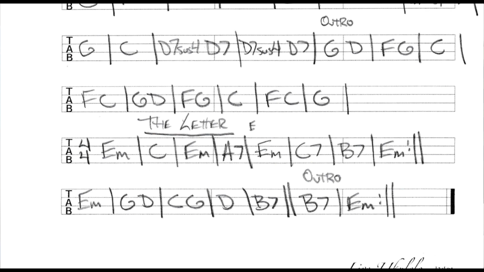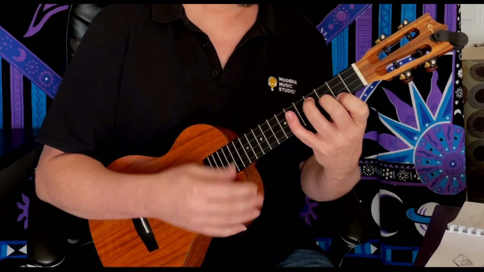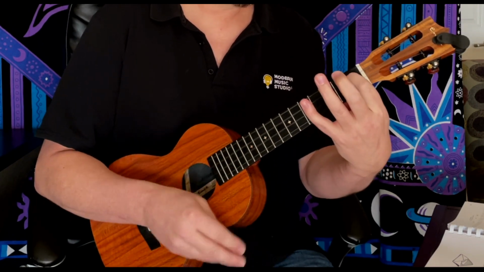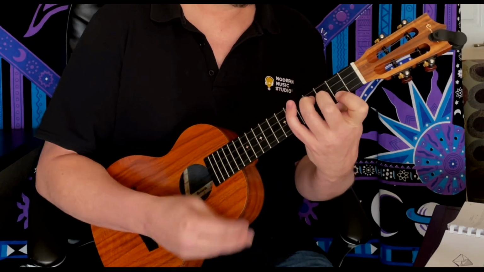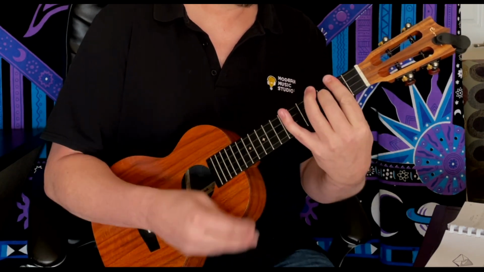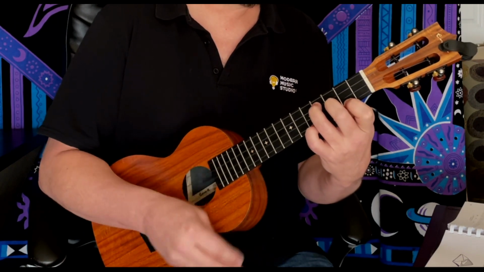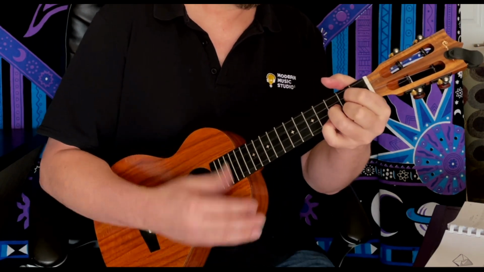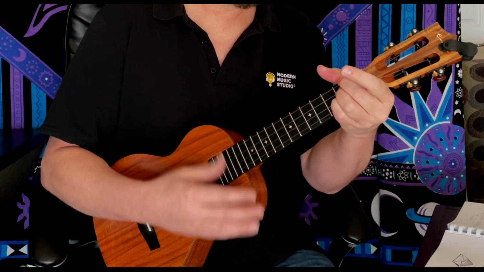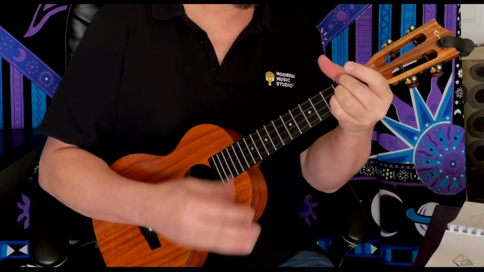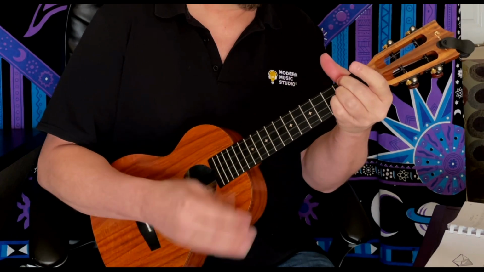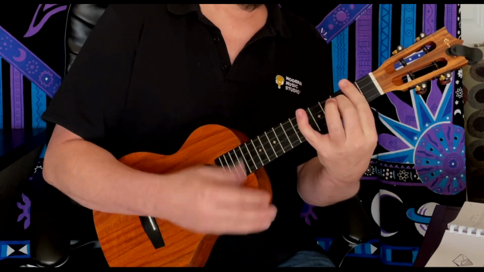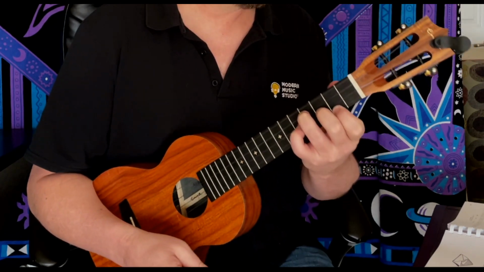Okay, so let's run those again from the top. 1, 2, 3, 4. One more E minor, going to the chorus. Chorus. B7. And at the end, kind of have a little turnaround there. They do it once extra. All right.